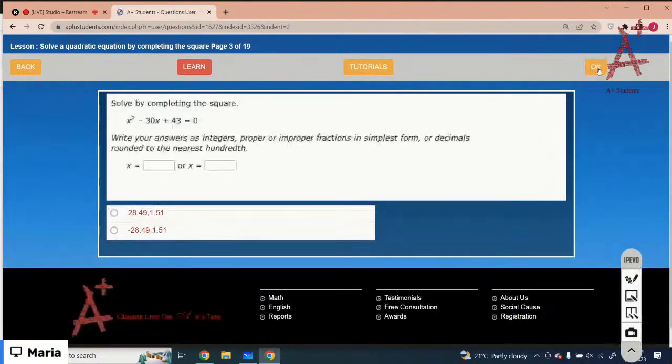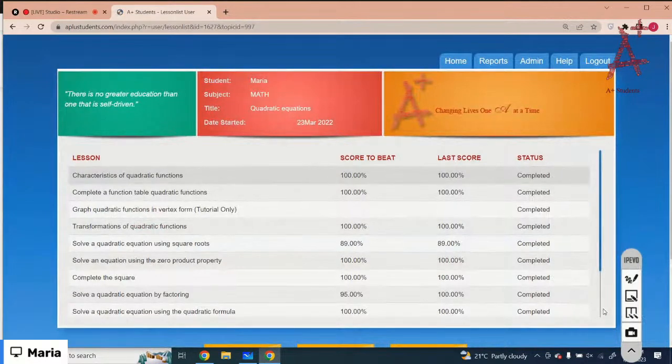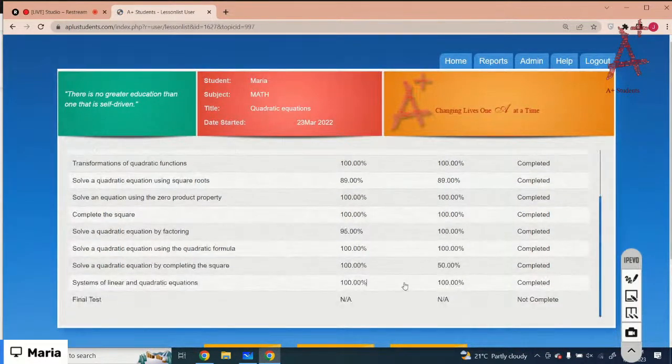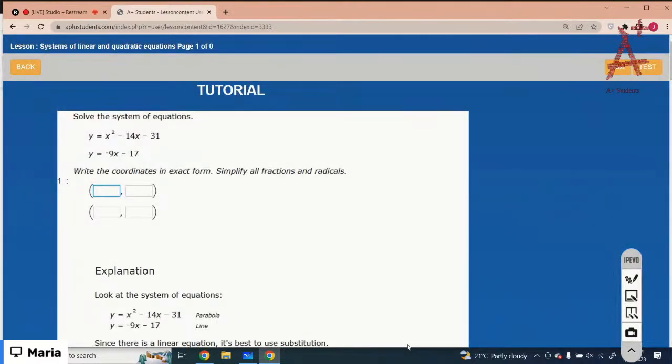Okay, let's compare the system of linear equations and quadratic equations. Solve the system of equations. You're given two equations. One of them is a parabola, y equals x square minus 14x minus 31. The second equation is y equals negative 9x minus 17, the equation of the linear function. Got it? What are the coordinates in exact form?